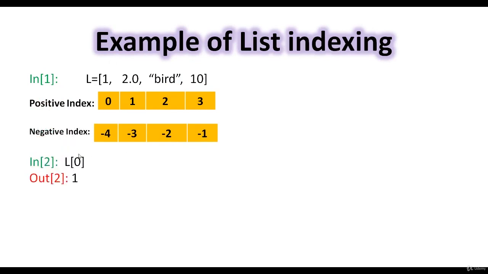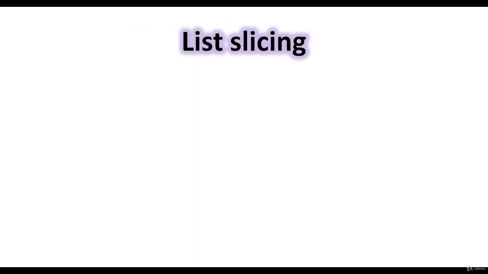Here, the square bracket is used for indexing. So list object square bracket index 0, output is 1. It is selecting the first element. Then list object square bracket index 2, it is selecting the third element. Now list object square bracket -1, so it is selecting the last element.